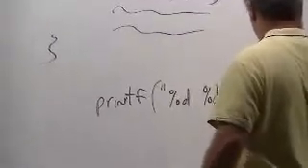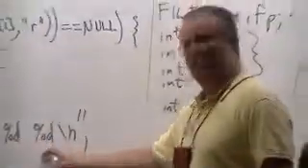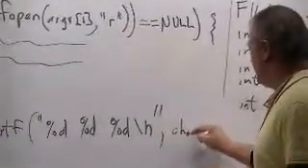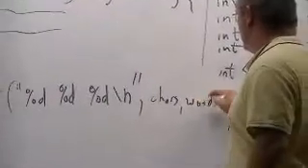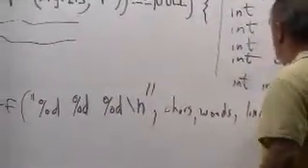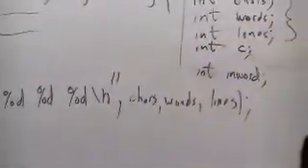new line, quote, and what are the 3 arguments? Characters, words, and lines. So, chars, words, lines, close. Thank you.